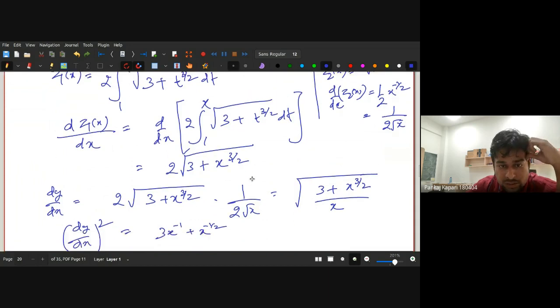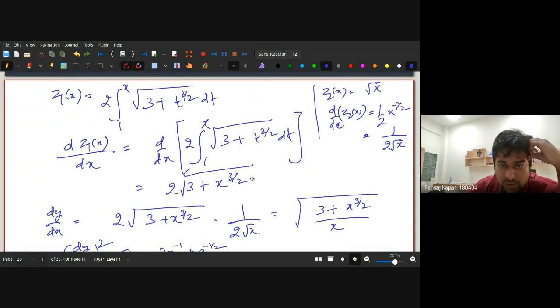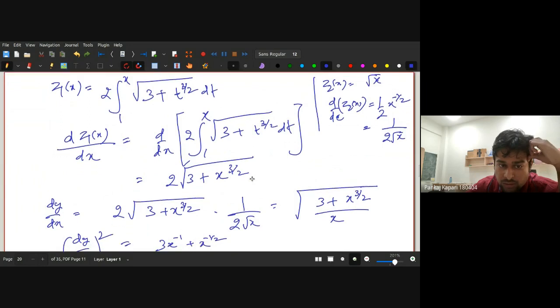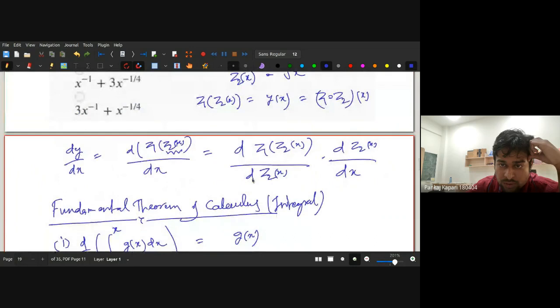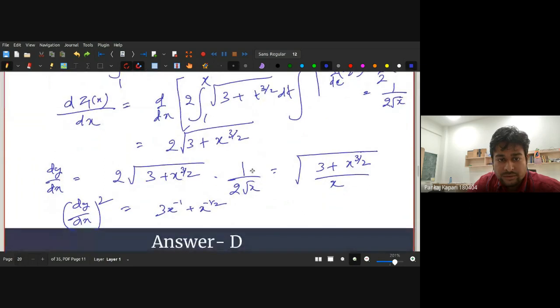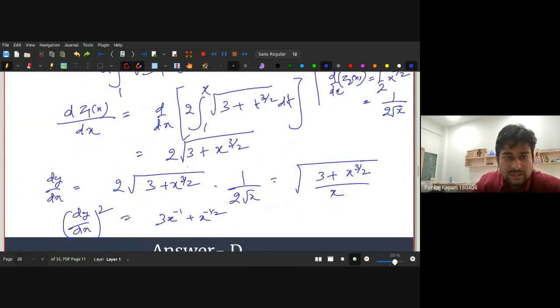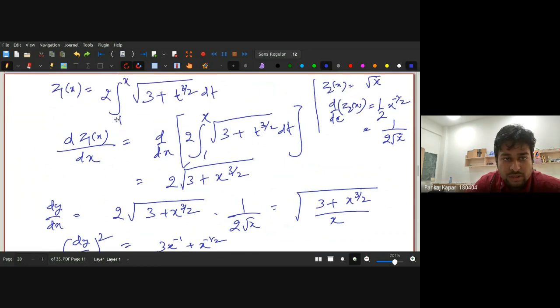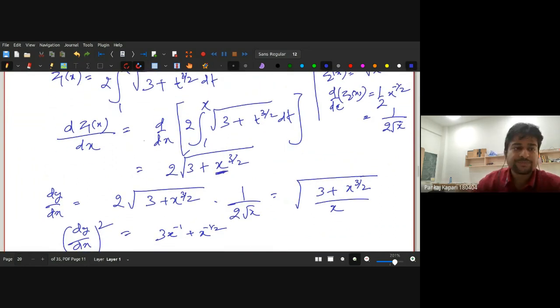Okay, so I think there is some mistake. Oh, okay. We were differentiating z1. So in this problem, we have to differentiate z1 with respect to z2(x), right? So this was the problem. For finding this dy by dx, you have to put z2 here in the place of x. So at this point, you have to write root x.